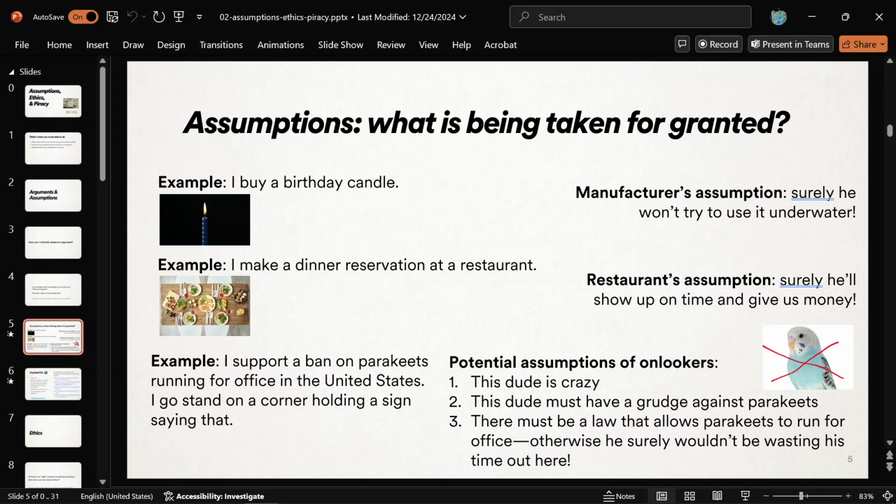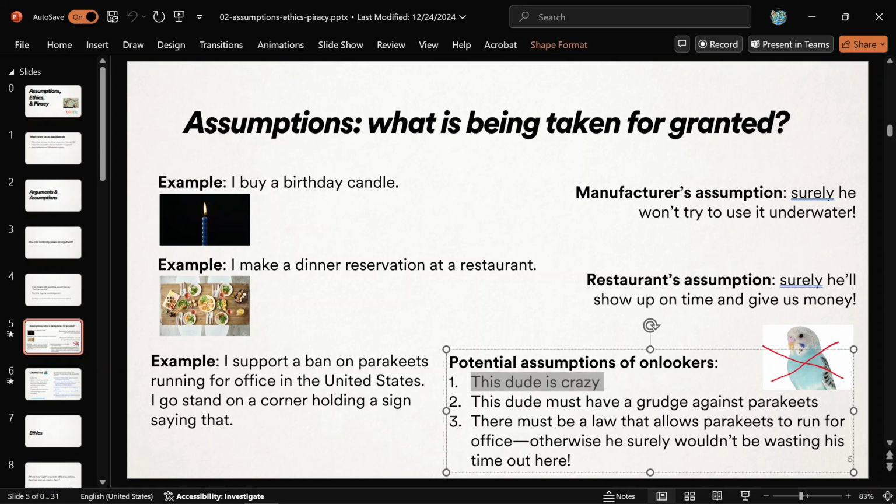And then here's my last silliest example. Let's say that I go stand outside at the roundabout, and I hold up a sign saying that I support a ban on parakeets running for office in the U.S. And I'm just chatting with my sign out there. You can see me through this window maybe. There's plenty of assumptions that you might have, right? Watching me look silly like that. So maybe some possible assumptions, right? You have to figure out which is the right one.